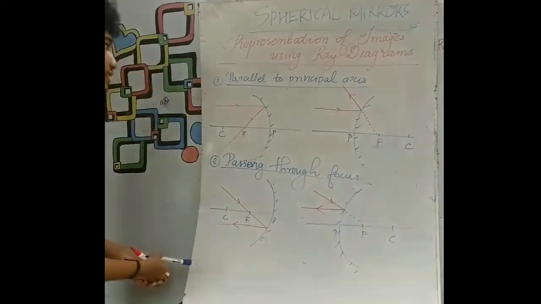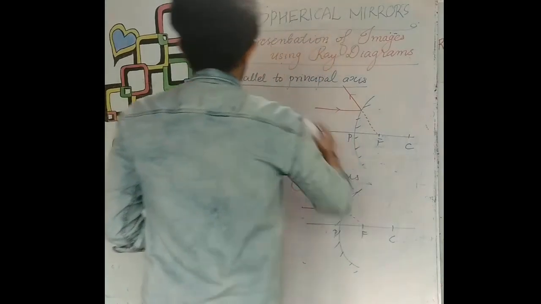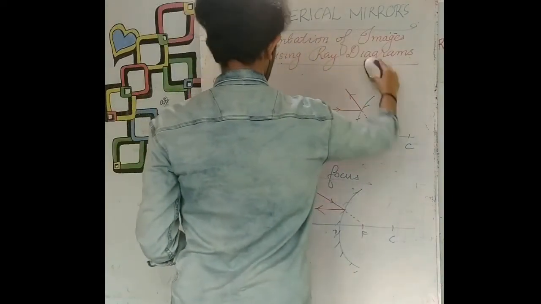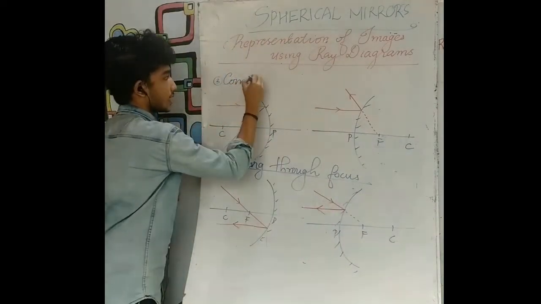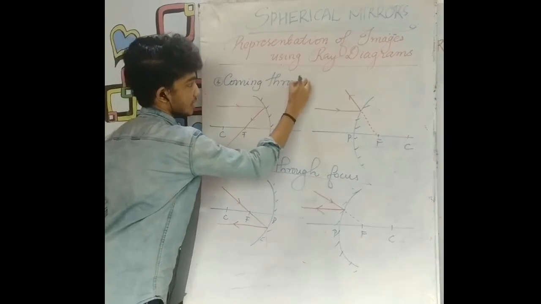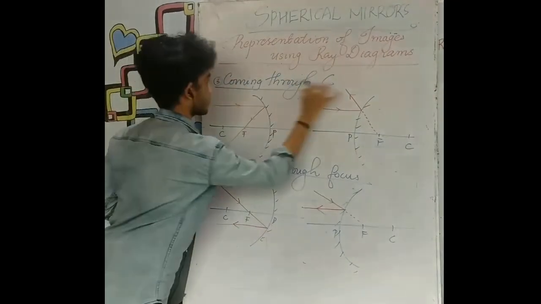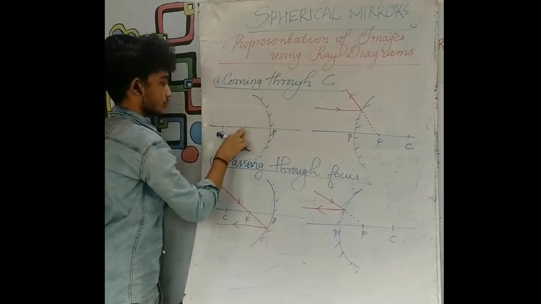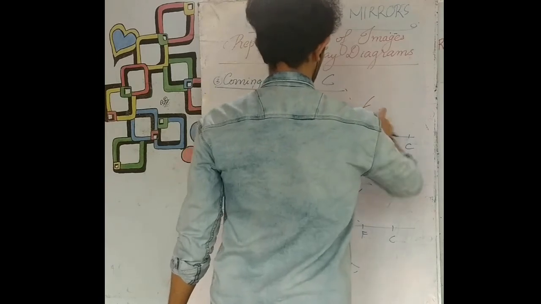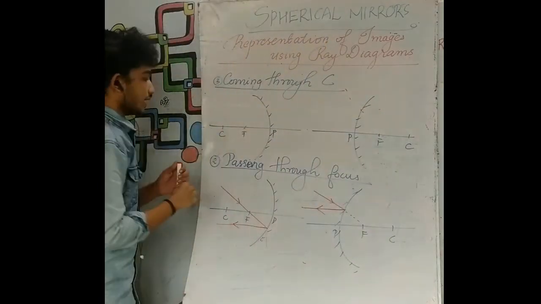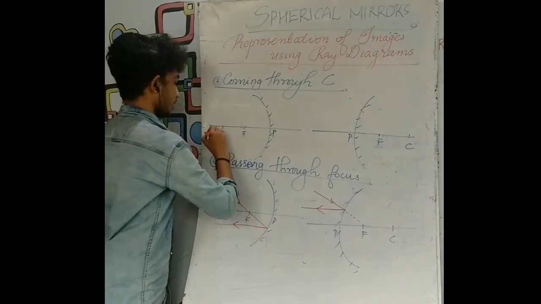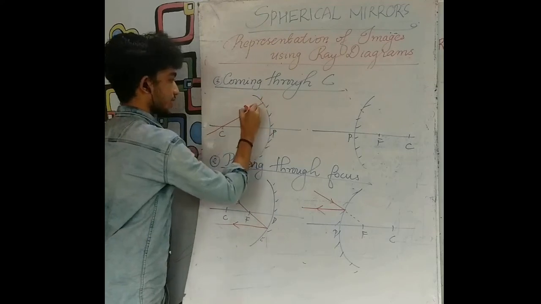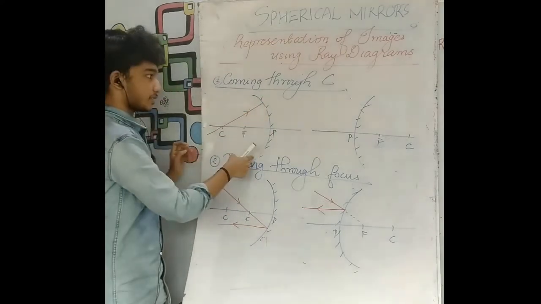Next, let us see another situation where the incident ray is coming through the center of curvature. Third law: coming through the center of curvature, C. Let us see what happens in the case of a concave mirror as well as a convex mirror. A ray of light is passing through the center of curvature and is incident on the reflecting surface.